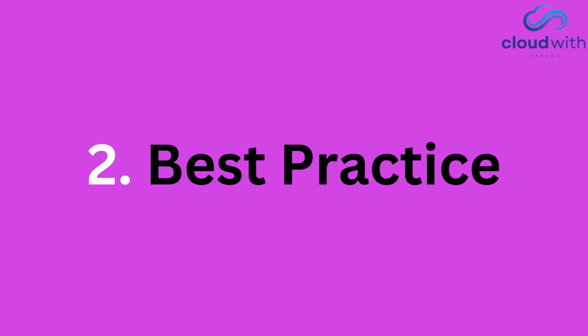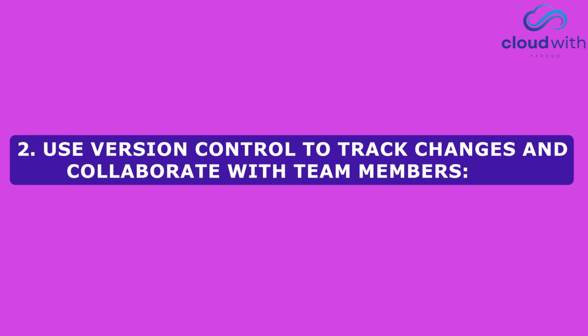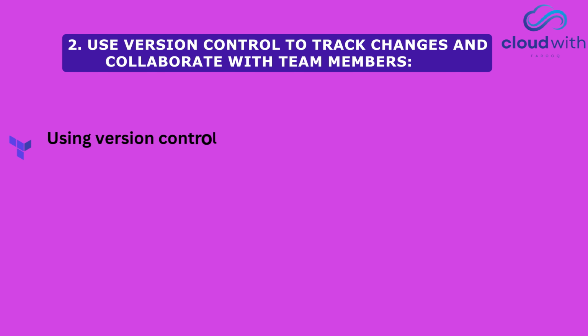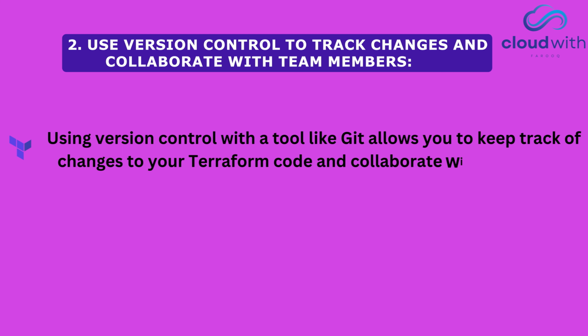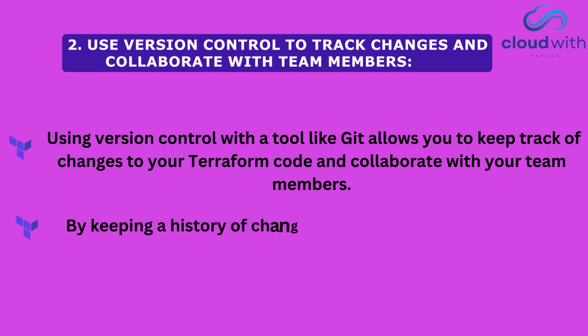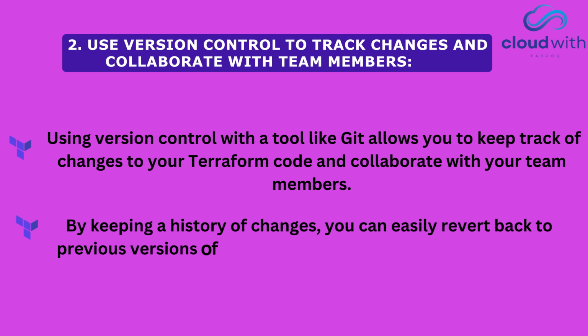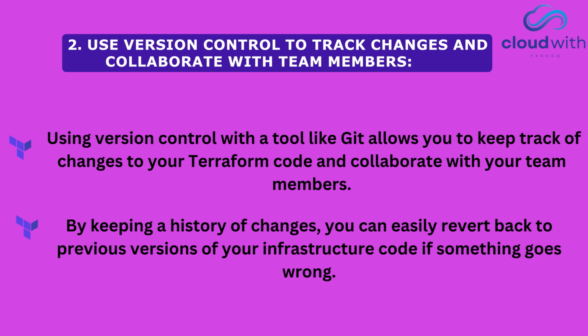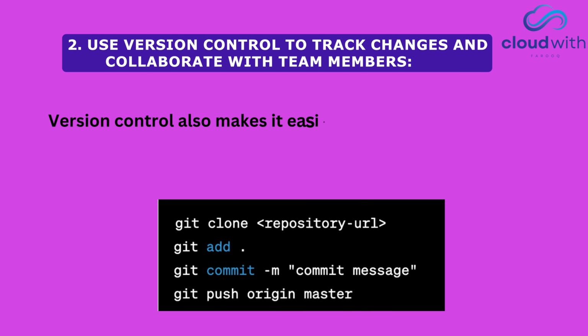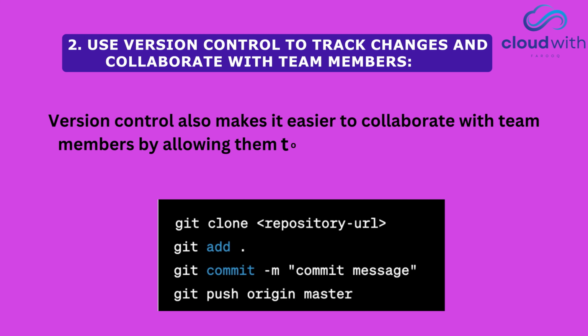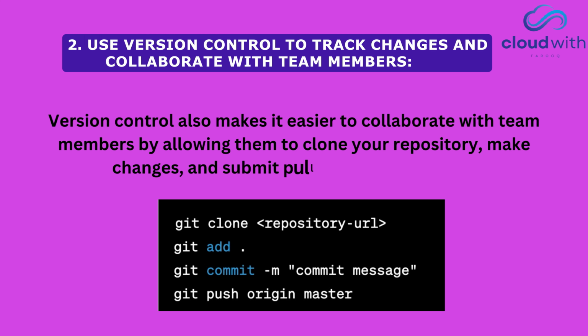Moving on to number 2, use version control to track changes and collaborate with team members. Using version control with a tool like Git allows you to keep track of changes to your Terraform code and collaborate with your team members. By keeping a history of changes, you can easily revert back to previous versions of your infrastructure code if something goes wrong. Version control also makes it easier to collaborate with team members by allowing them to clone your repository, make changes, and submit pull requests for review.